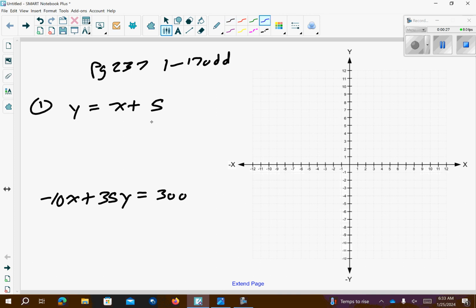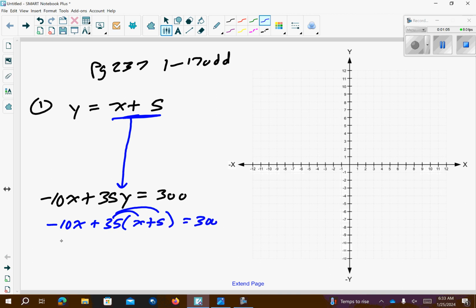Okay, so the first one, we have a y-intercept at 0, comma, oh, should I do this graphing or not? No, I'm not going to do this as graphing. I don't know why I have my graph there, but let's do this as substitution. So I'm going to take this here and plug it in for the y value down there. That gives me negative 10x plus 35 times x plus 5 equals 300.